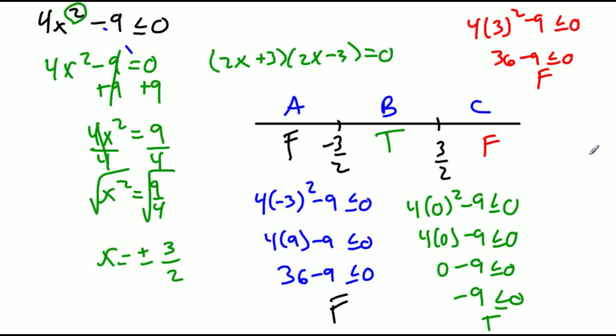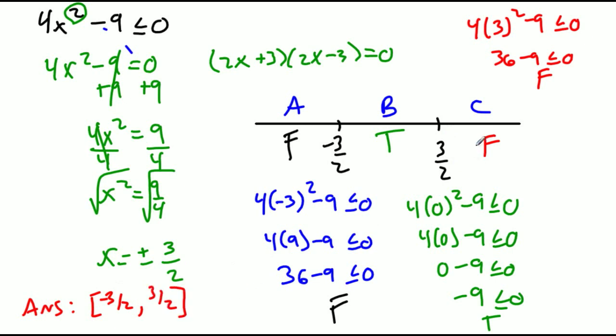So this may look really confusing. You're like, dude, what the heck is going on now? All I want to know is, when is this less than or equal to 0? Well, when is it true? It's true in the middle right here, meaning it's true from negative 3 halves to 3 halves. So the answer is going to be bracket negative 3 halves, comma, 3 halves bracket.